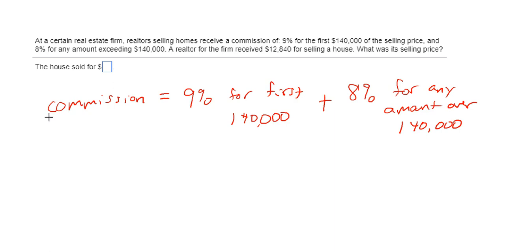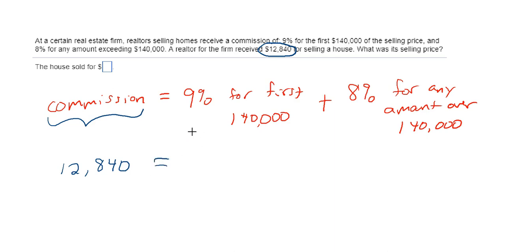So we know the amount of the commission for this particular realtor. We're told in the problem this realtor made $12,840 for selling a house. That was his commission, his or her commission. And so that's a known value. We don't need a variable for that. We use the number to represent that, right? So the commission is a known number, so use that number for the commission.